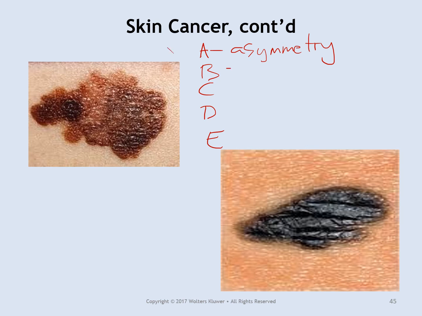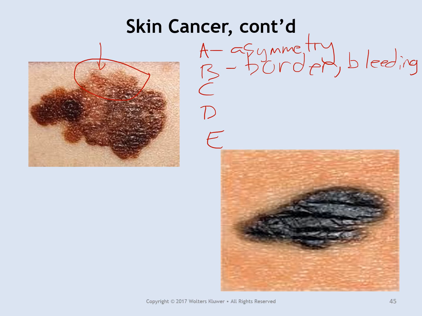B stands for border. Does it have a nice distinct border, or is that border kind of fading off into the skin? And we see a good example of that up here, especially this section right here. You see how the border is kind of fading off into the skin, very different than at the bottom of that lesion. That's a cause for concern. B can also stand for bleeding. If you bump it or scratch it or knock it, does it bleed a lot more easily than the rest of the skin around it? That could be cause for concern as well.